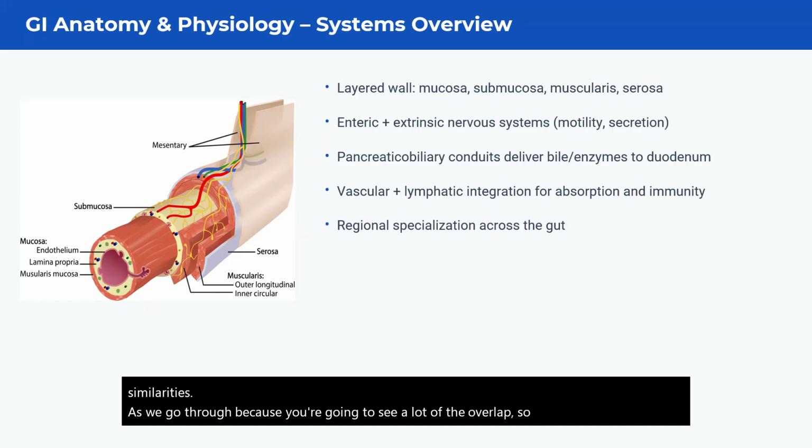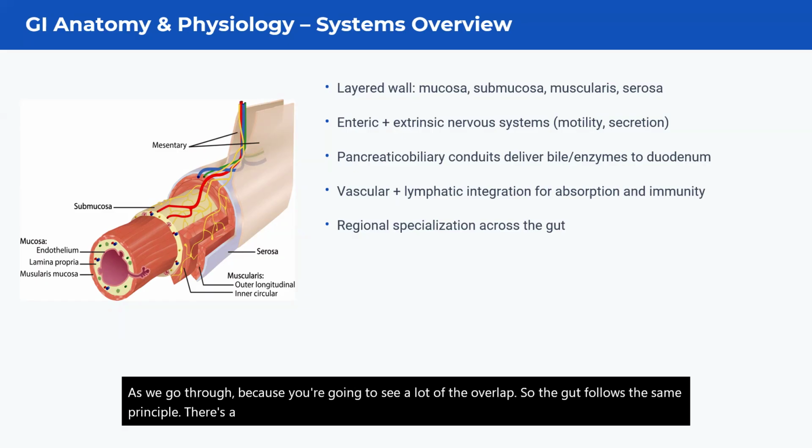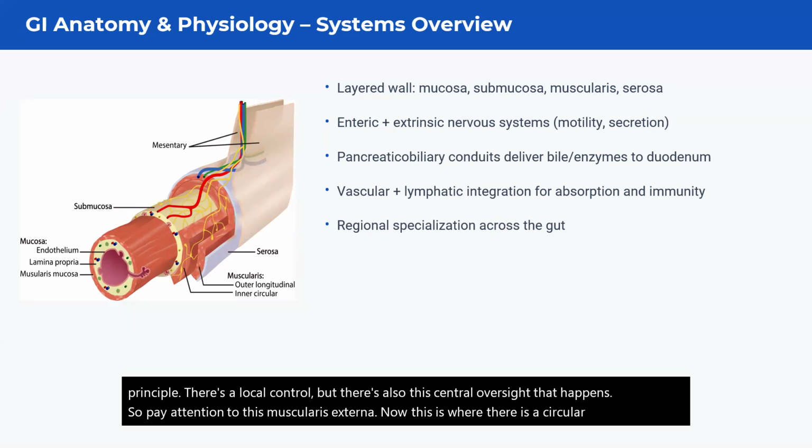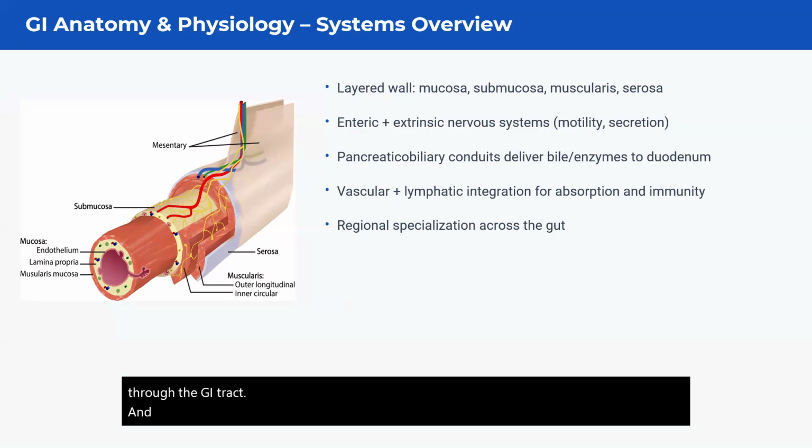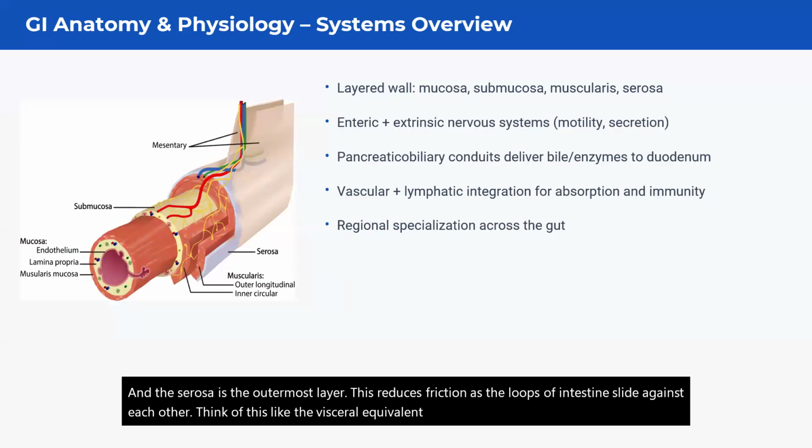So the gut follows the same principle. There's local control, but there's also central oversight. Pay attention to the muscularis externa. This is where there is a circular and longitudinal muscle layer, as you can see in the picture. This is where motility lives. This is where peristalsis and segmentation occur, like a slow coordinated wave pushing the nutrients forward through the GI tract. And the serosa is the outermost layer. This reduces friction as the loops of intestine slide against each other. Think of this like the visceral equivalent of synovial fluid in the joints.